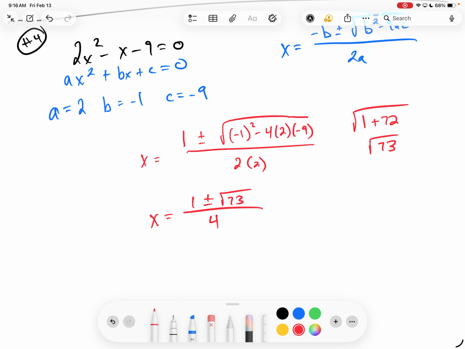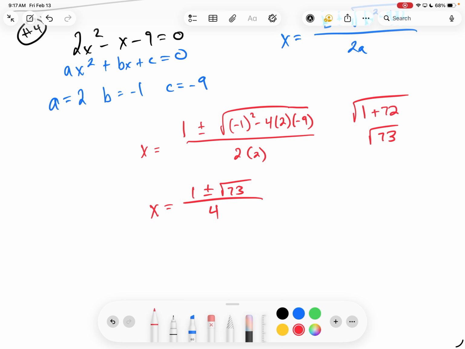73 is a prime number. It does not break down at all. If you could simplify, you can. But again, I'll probably still give you credit if you didn't. So in Alex, you do have two different numbers, one plus the square root of 73 divided by 4, and one minus the square root of 73 divided by 4.